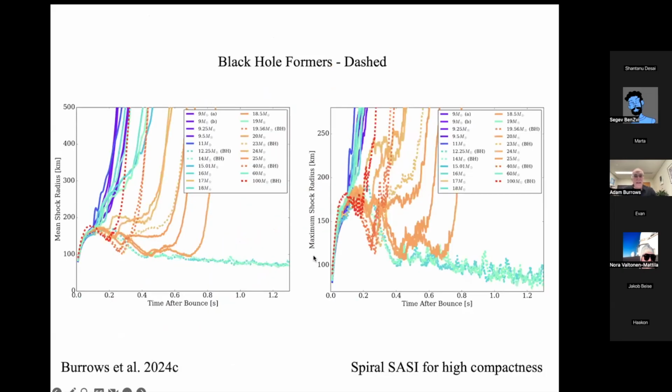Okay. This is really interesting, Adam. Can I interrupt? Of course. If you were to extend any of these models in time, these other neutron star forming models, would any of them have the same behavior as this channel 2 that you just showed?